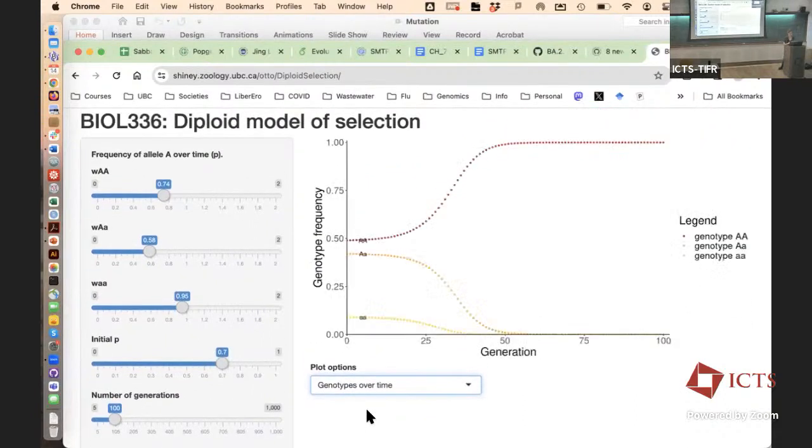This maybe is better seen here. I've got the three genotypes: big A big A, big A little a, and little a little a. And although all three are present, this is so rare that selection doesn't really see many of them. And the main fitness differences in this population are between the homozygotes and the heterozygotes. And it's underdominance, so the homozygote is more fit, big A, and it rises. And that drives the whole system up.